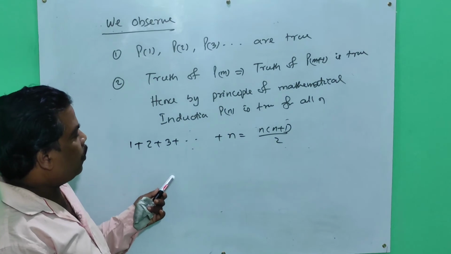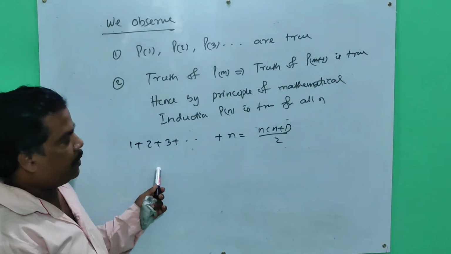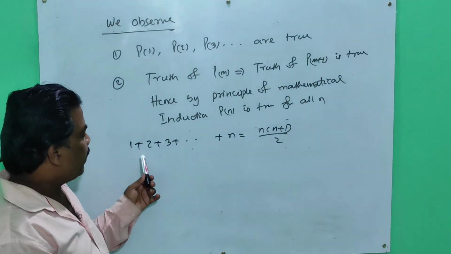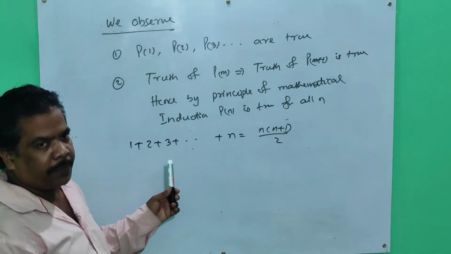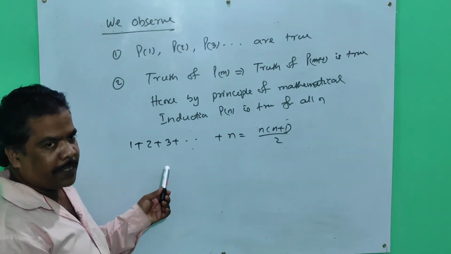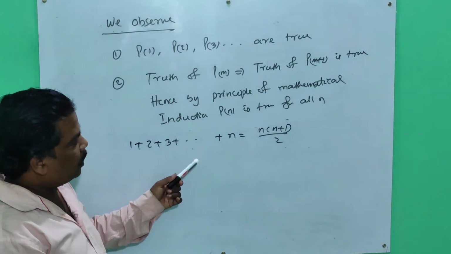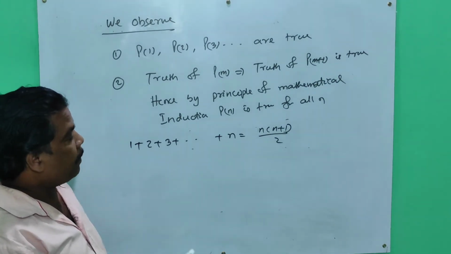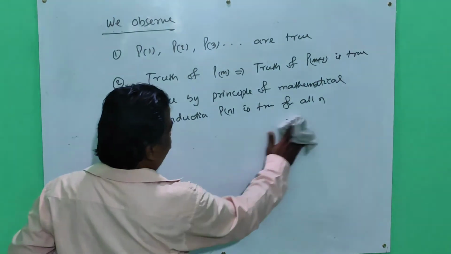Argument means we take the entire statement as Pn. Pn denotes the sequence of statements. First of all, we verify when n is equal to 1, left hand side is equal to right hand side. Next, we take the assumption that Pm is true. When Pm is true, if this implies Pm plus 1 is true, then by the method of induction Pn is true. Let us see another example.